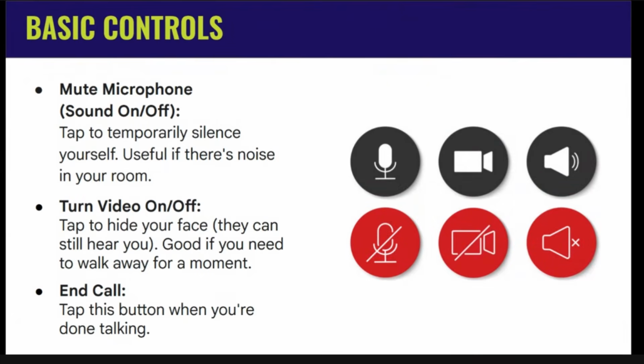And some basic controls. To mute your microphone, tap the icon that looks like a little microphone to temporarily silence yourself. This is useful if there's noise in your room. To turn your camera on or off, tap the camera icon. This is useful if you need to walk away for a moment. To end the call, you'll simply hit the red phone icon, like you would if you were ending a normal call.